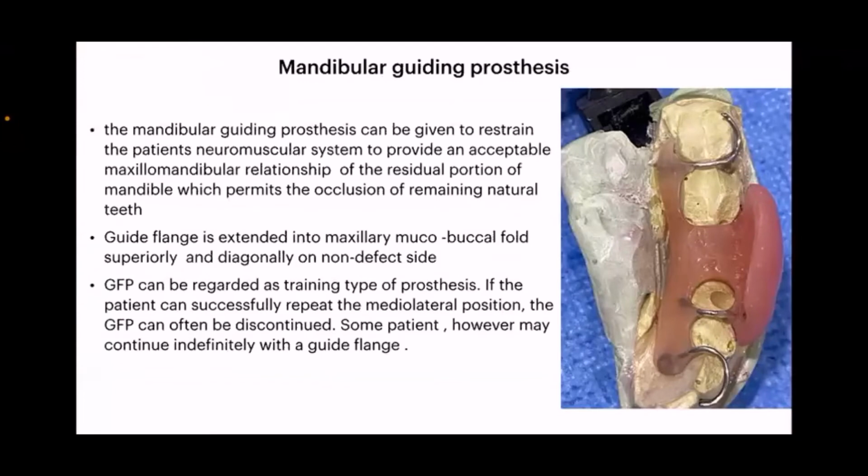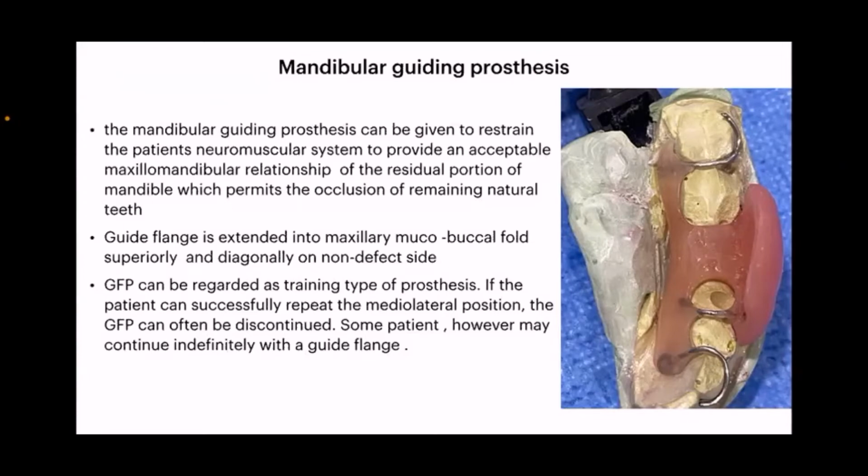So now we'll discuss the mandibular guiding prosthesis. The mandibular guiding prosthesis can be given to retrain the patient's neuromuscular system to provide an acceptable maxillomandibular relationship of the residual portion of the mandible, which permits the occlusion of remaining natural teeth.